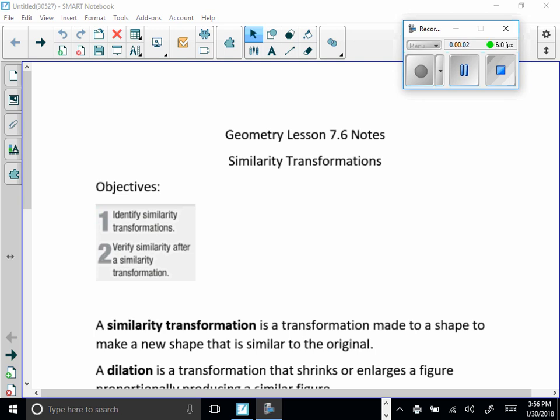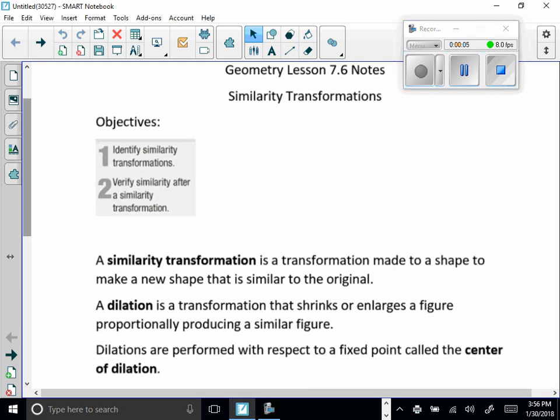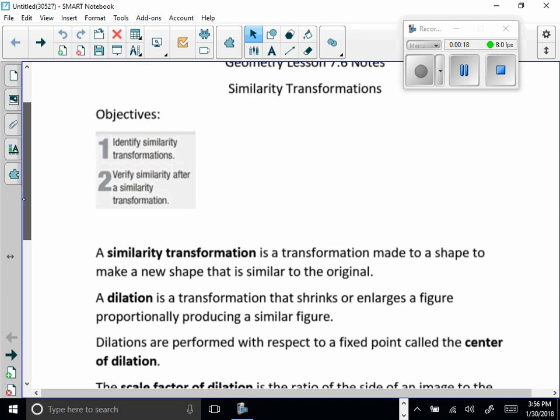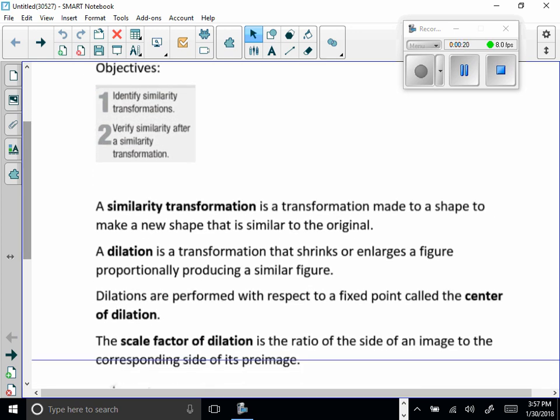Hey, welcome to 7.6, Similarity Transformations. The objective is to identify similarity transformations and then verify similarity after a similarity transformation. A similarity transformation is a transformation made to a shape to make a new shape that is similar to the original. Basically, we take an original shape and do something to it so that the new figure is similar to the original.